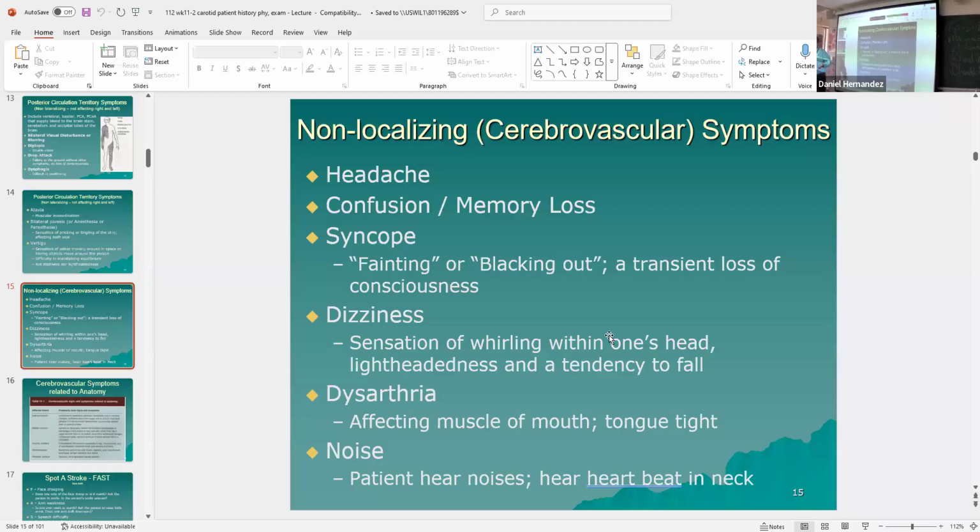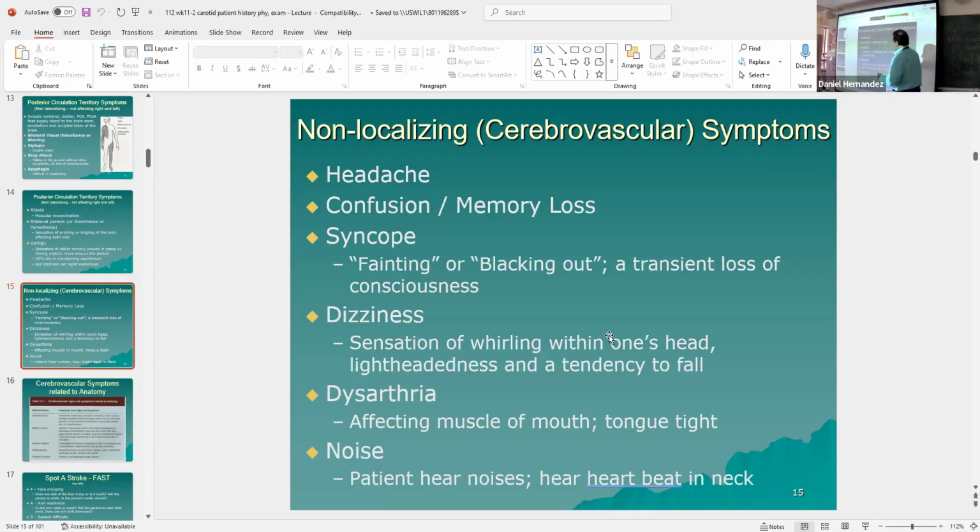Syncope. So when they actually faint on you and black out, we don't know. This is a transient loss of consciousness. So again, just be careful when you're asking the patient, they might say, "Oh, I fainted." Do you remember going down? "Yeah, I remember it." All right, then that wasn't syncope. Dizziness, dysarthria. So this is affecting the muscles of the tongue, referred to as a tight tongue. Auditory disturbances. So they're hearing sounds and noises. And those are all some examples of non-localizing symptoms.